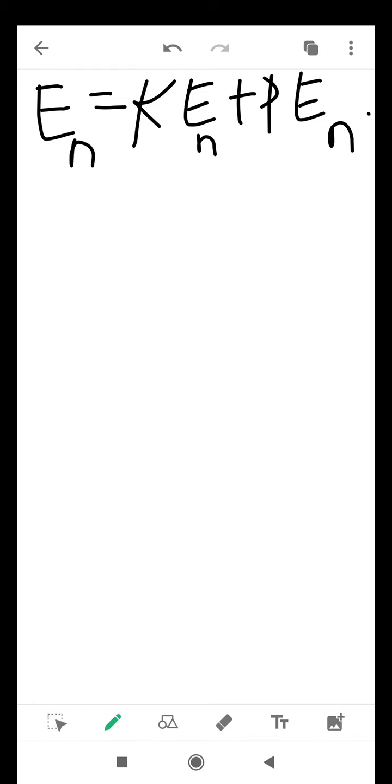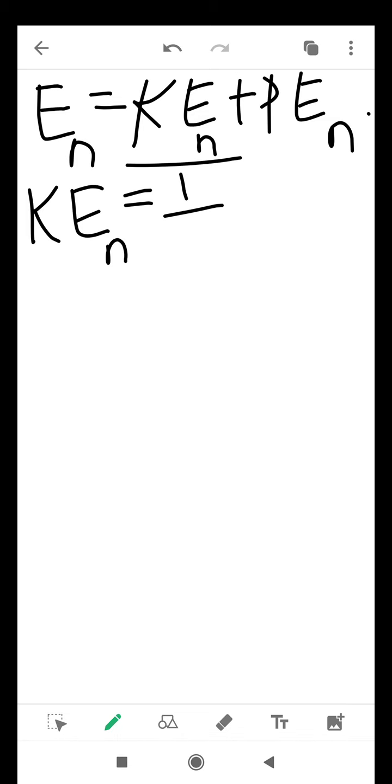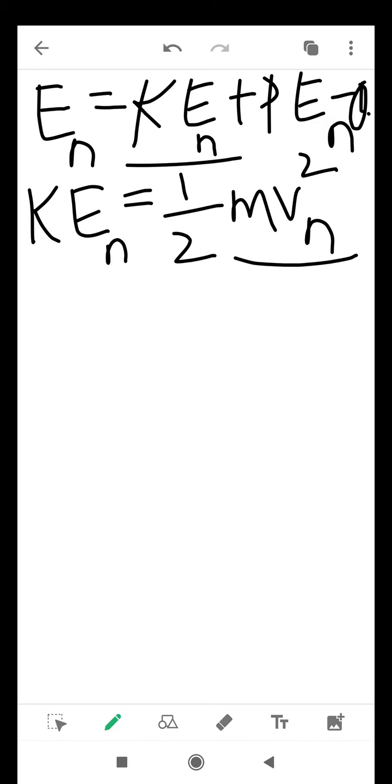First we will find the expression for kinetic energy. The general expression for kinetic energy, as you know, is half m v square. Since it is for the nth orbit, write Vn. Call this the first reference equation. Now we'll get the expression for only m v square n. How do we get the expression for m v square n?